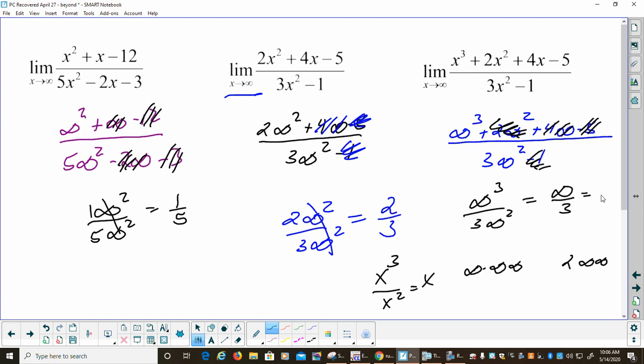And I know you may be like, you're just making stuff up, Kestik. Nope, I'm not. Infinity divided by 3 is still infinity. That's like 2 times infinity is still infinity, isn't it? So infinity divided by 3 is still infinity. Okay? Infinity is not a limit. This one does not exist. That's what you'd write as your answer, D and E.